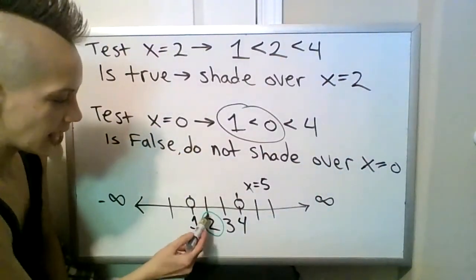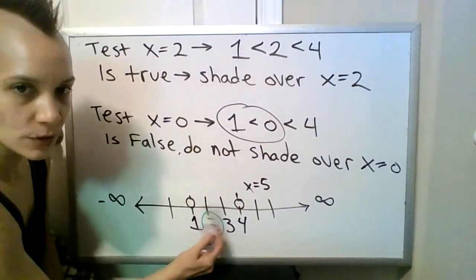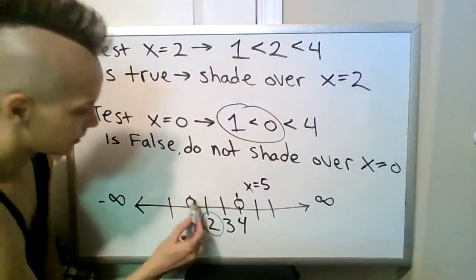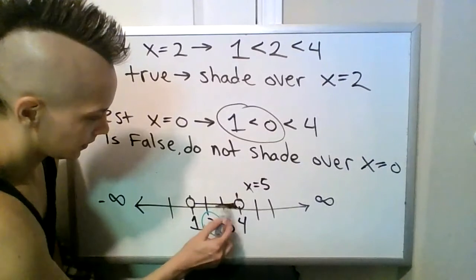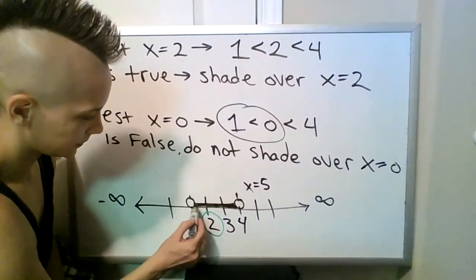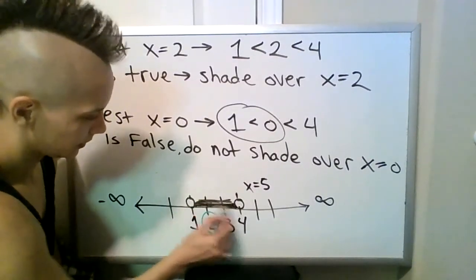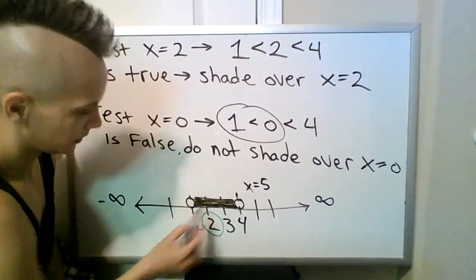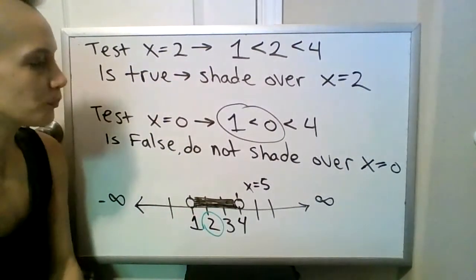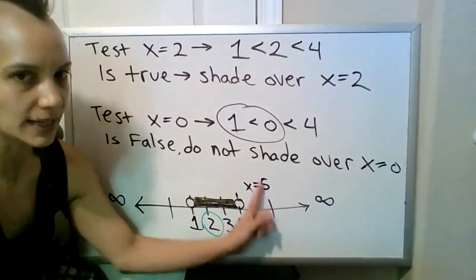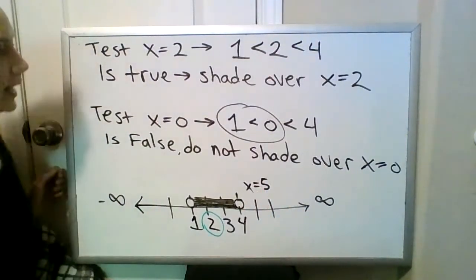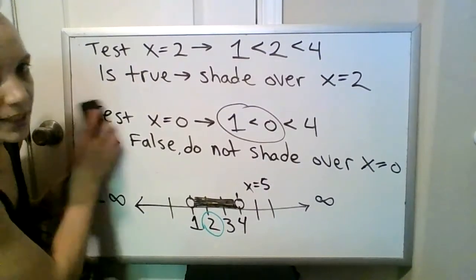Okay, so that's a solution, and that makes this whole piece a solution section between 1 and 4. And we're just going to check that we don't want to shade over here. So we're going to put in x equal to 5 as a last test point.